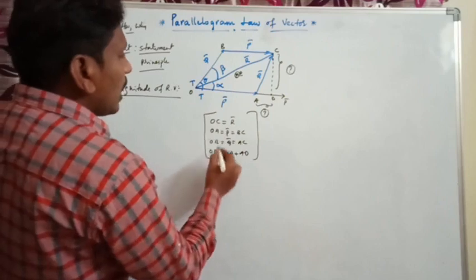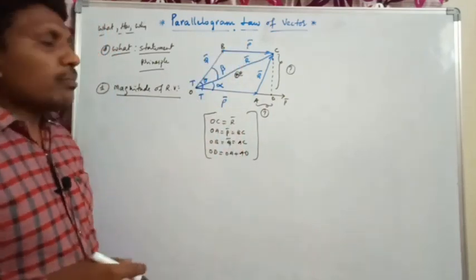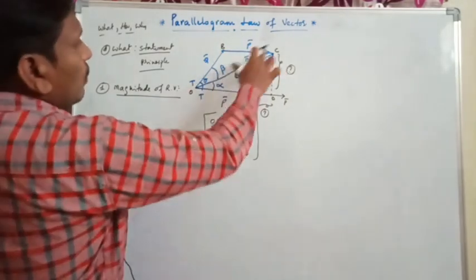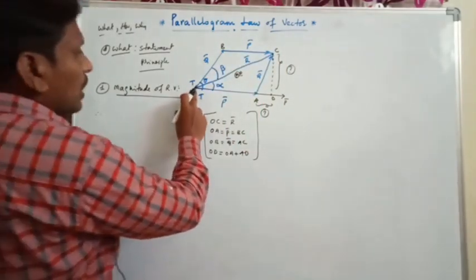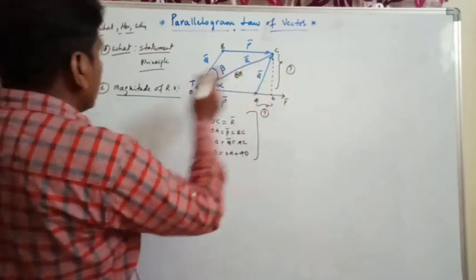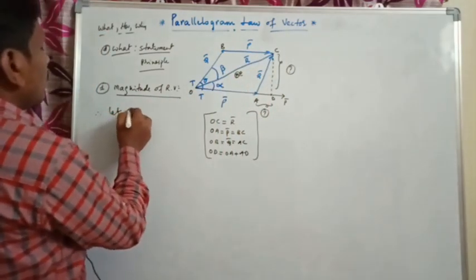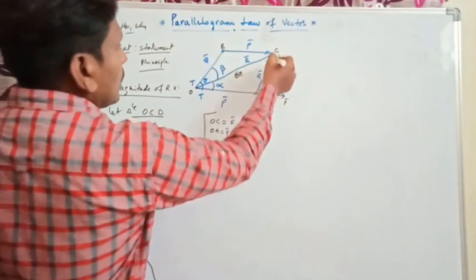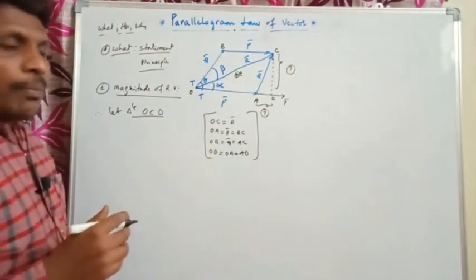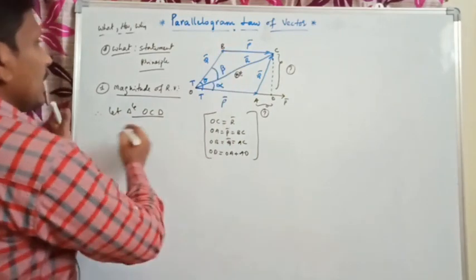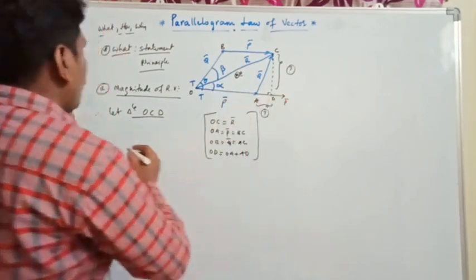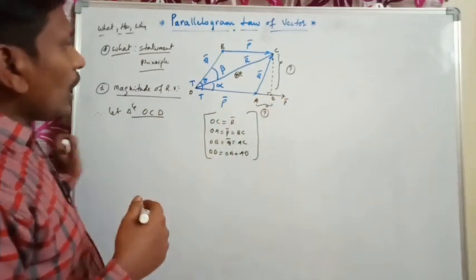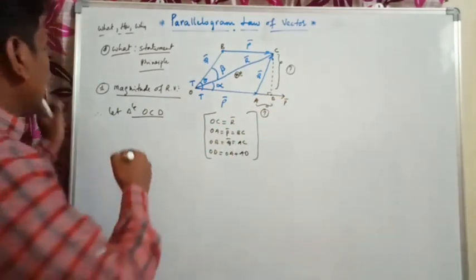So this is the data that can be written from the diagram. Now let us assume any one of the triangles. Now I am assuming that OCD is a triangle. Let triangle OCD. Write down the Pythagoras theorem in the triangle, because this is a right angle triangle. Pythagoras theorem is applicable for the right angle triangle.